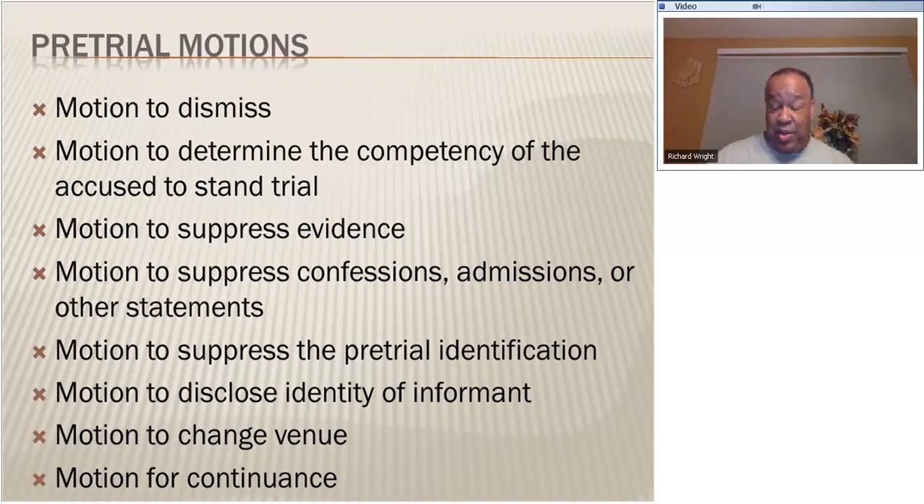So we do file these motions, and even if we're not successful, we file them. If you don't file them, and if you don't request, then you waive them, and you possibly create a problem for yourself as an attorney in terms of competency. But we have a little checklist, and we follow that checklist.